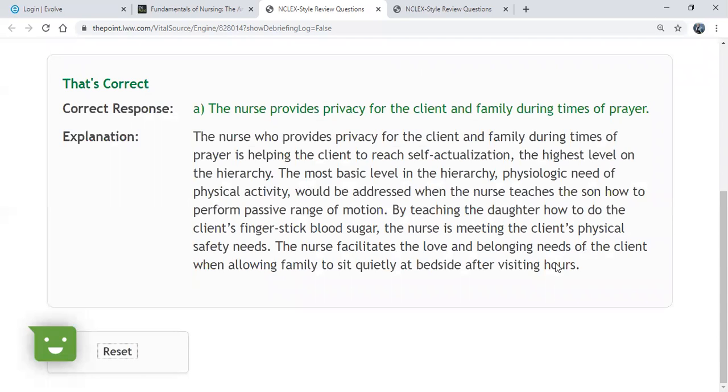Okay, the nurse who provides privacy for the client and the family during times of prayer is helping the client reach self-actualization, the highest level on the hierarchy. Basic level is physiologic need for physical activity, and that would be the range of motion. Teaching the daughter how to perform the finger stick is meeting physical safety needs. And the nurse facilitates love and belonging with the family visiting.